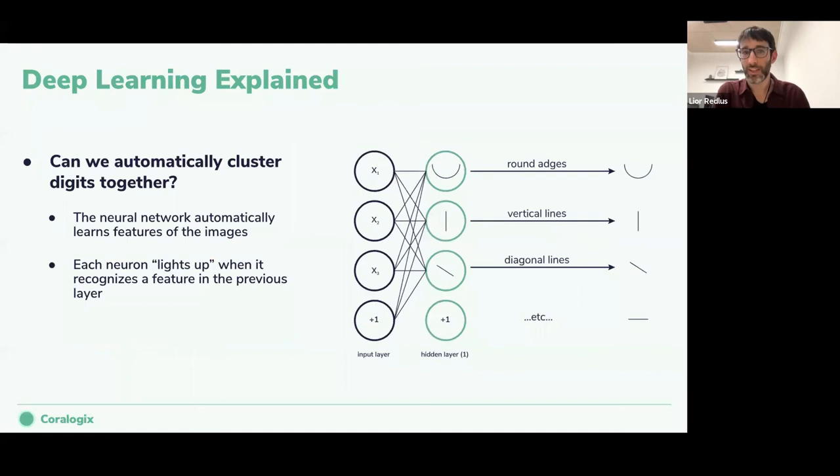And these features can be, for example, the first pixel lights up whenever it sees a rounded edge. Then we have a vertical line. We have a diagonal line. And each one of these pixels will light up whenever the image we feed it shows these round, vertical, diagonal lines, et cetera. So these are high level features of what we're seeing in the image.